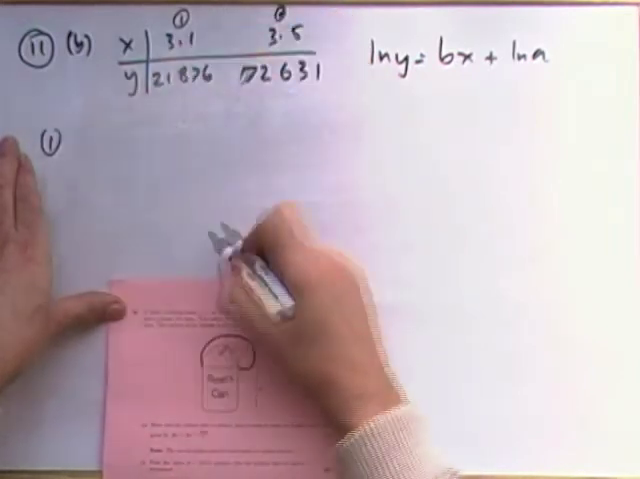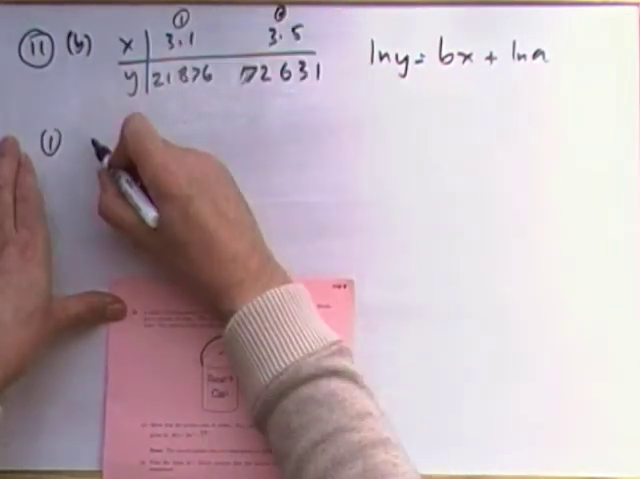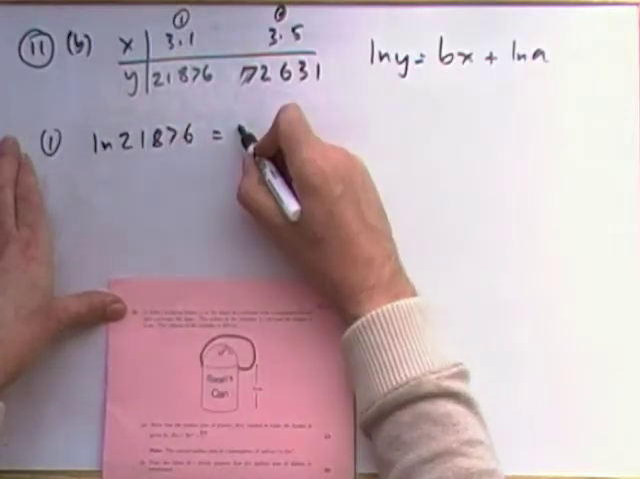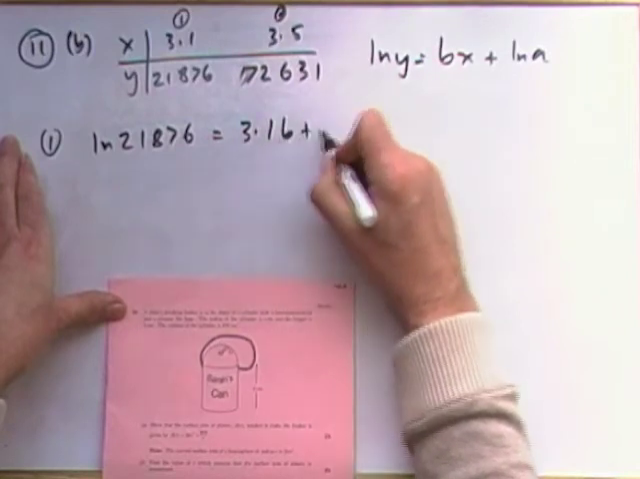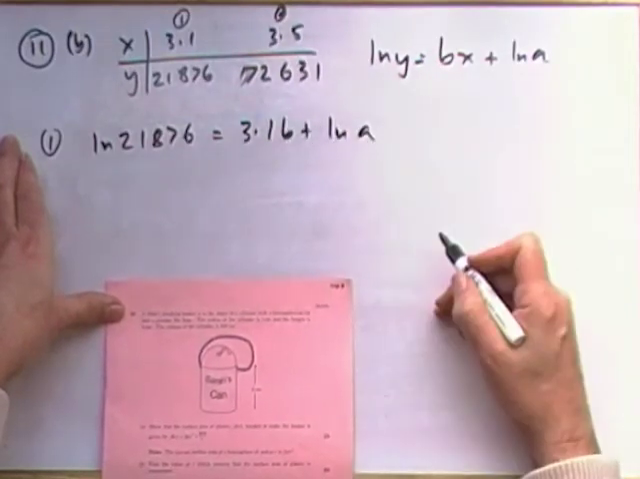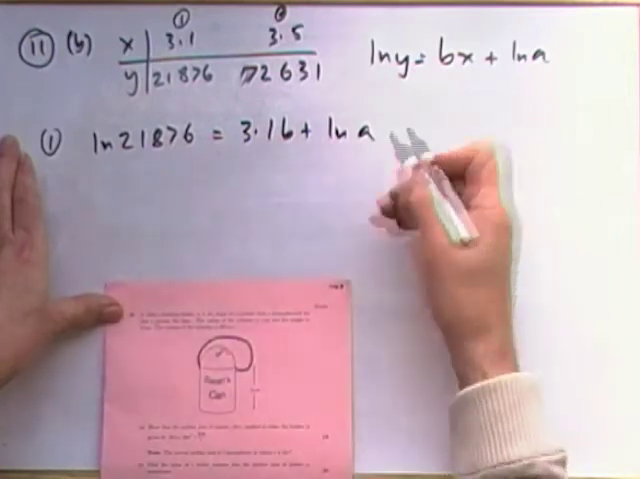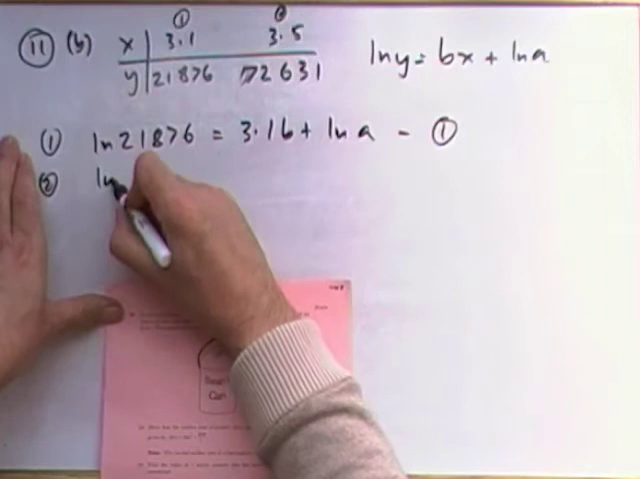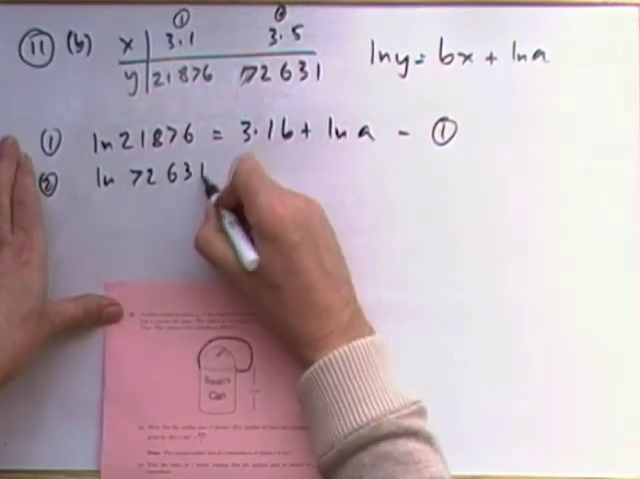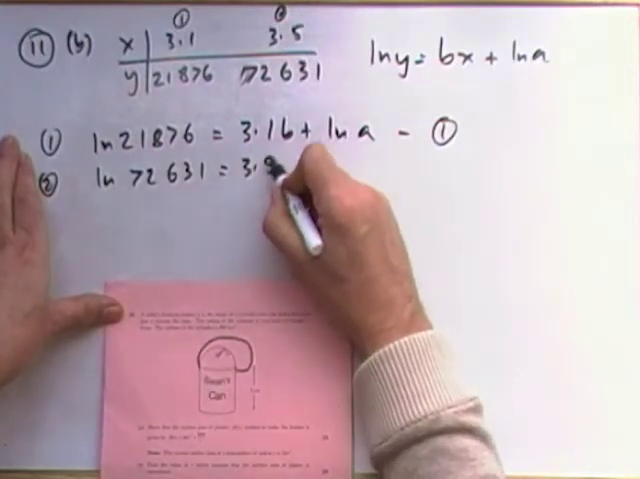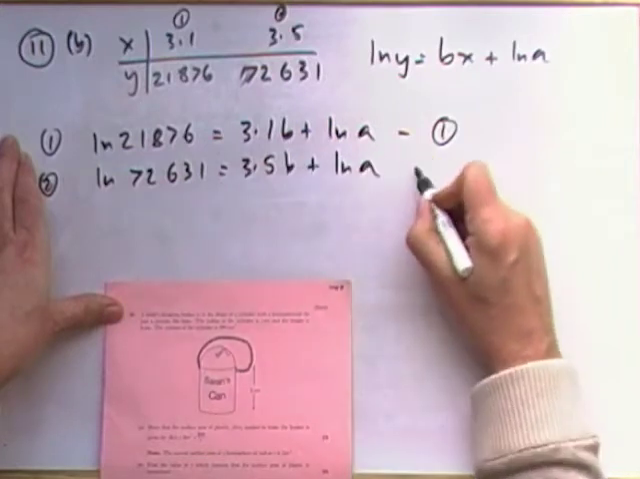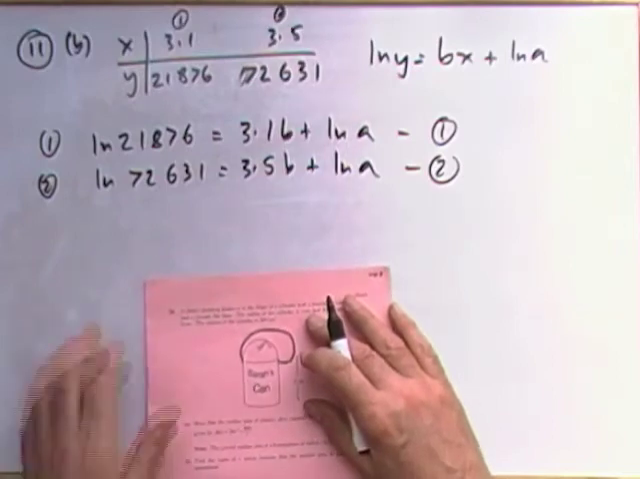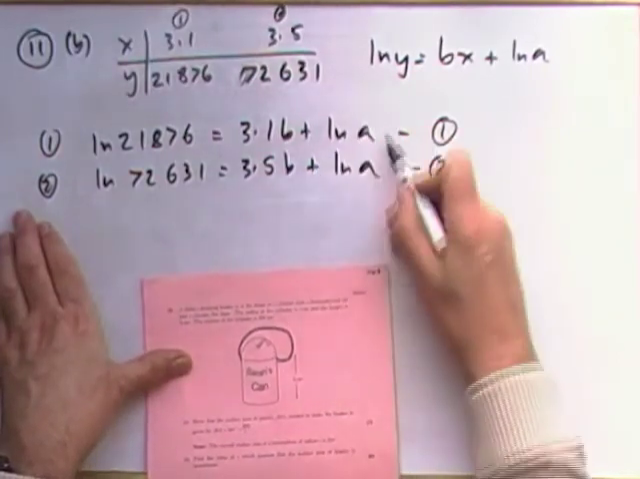So you would take 2 points, we'll call them 1 and 2. If you took point 1 and fed that in, you'd have ln 21876 is b times 3.1, plus ln a. There's one equation. Taking point 2, you've got ln 72631 equals 3.5b plus ln a. There's a second equation.